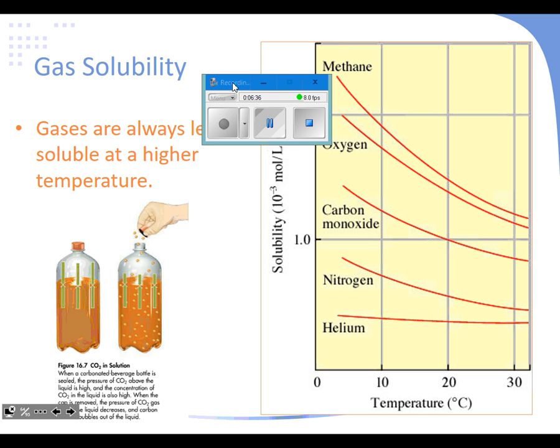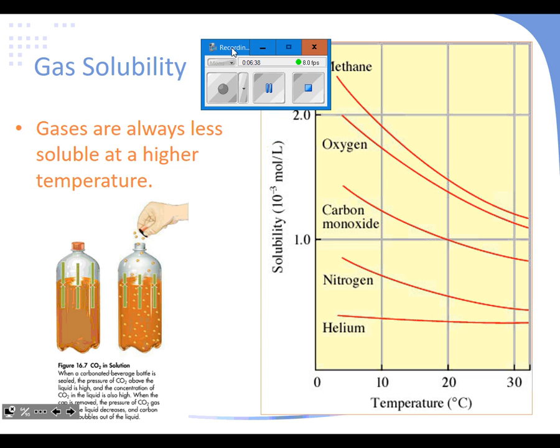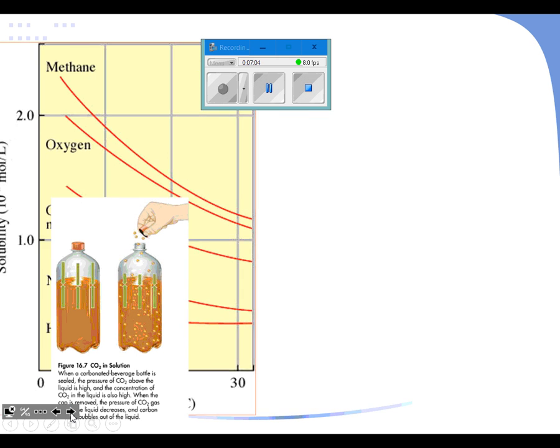Now when we're talking about gases though, gases are always less soluble at higher temperatures, but they're actually more soluble under pressure. But when we're looking at them just on temperature solubility graphs, they always decrease. And that's why when your sodas get hot, they bubble more, because the gases won't stay dissolved in the solution as the temperature increases. Okay?